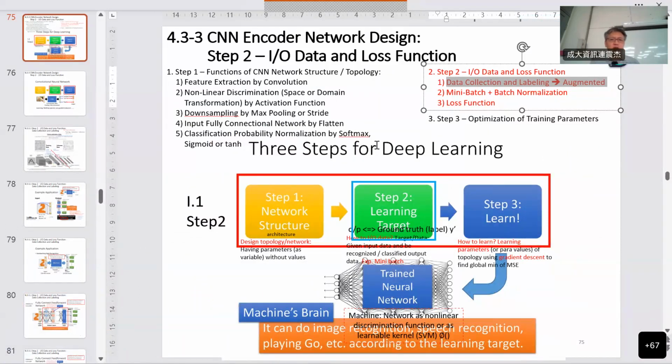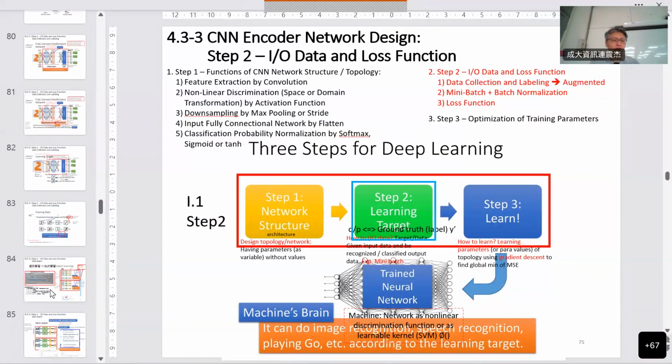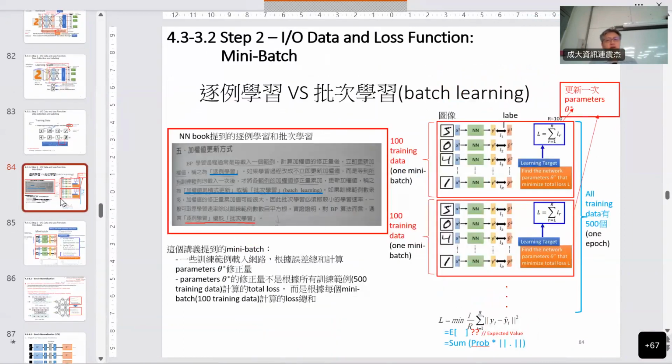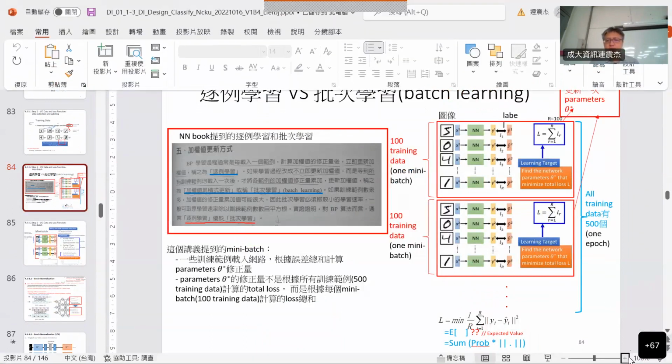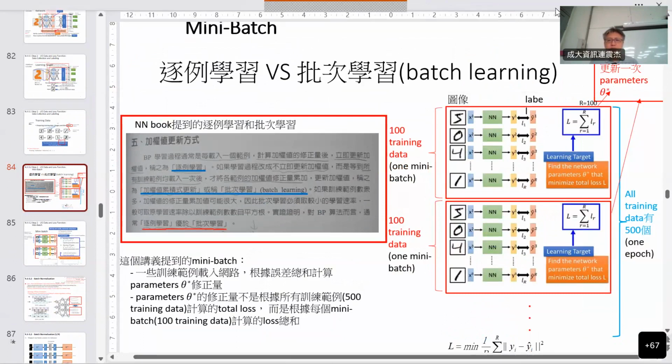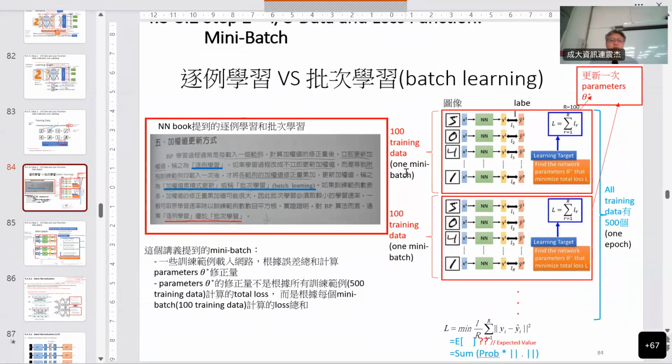So today we will talk about mini batch and batch normalization. Last time we talked about this one. We assume we have 800 training data, divided into 5 mini batches. But from my experience with students, 100 for each mini batch is probably too many. Taking 20, 30, 40 is okay; 100 is too many.